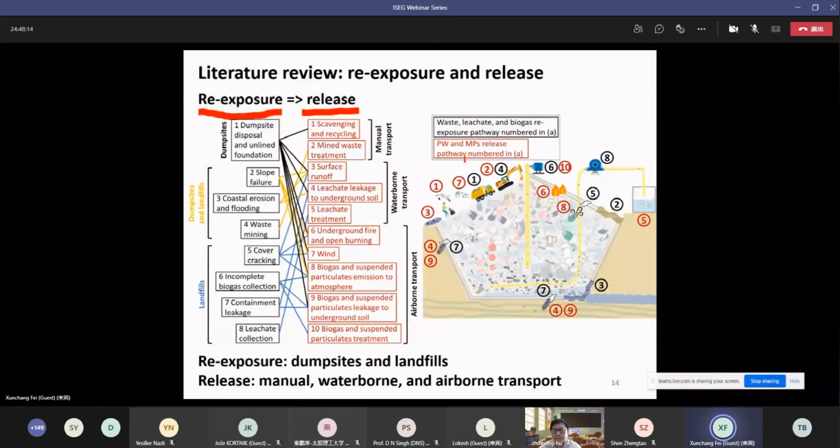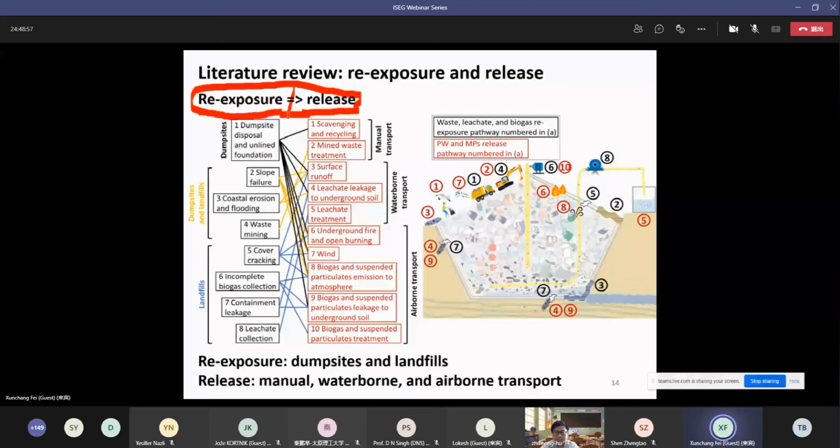So let me explain a bit further what we consider as re-exposure and release. Re-exposure is essentially the re-exposure of biogas, solid waste, and/or leachate from the land disposal site. Because this waste, gas, or leachate contains plastic waste or microplastics, they first have to be re-exposed to the environment. And then these re-exposed solid, liquid, and gas can carry microplastics and plastics to the environment by the next step, which is called the actual release step of the plastic waste from the disposal sites.